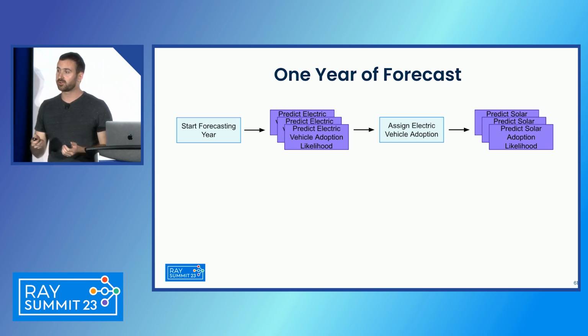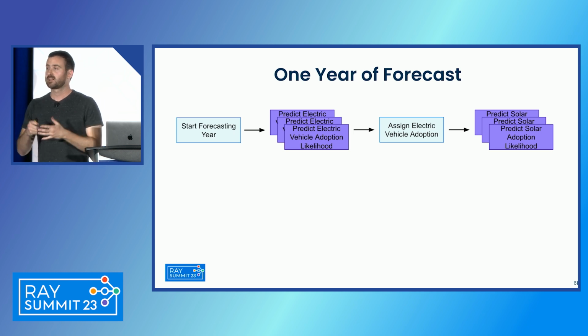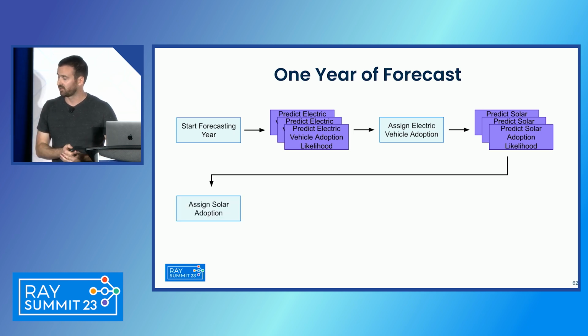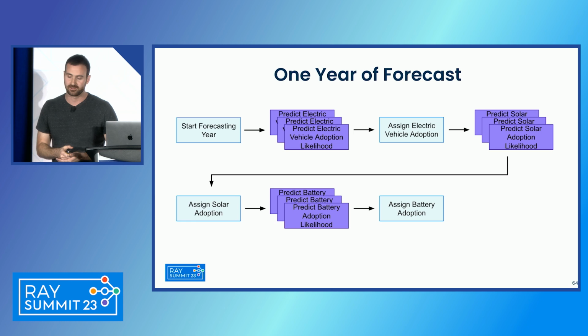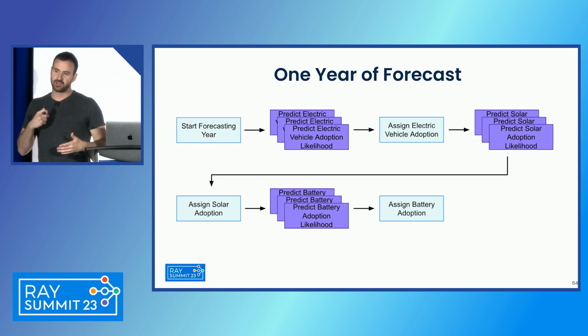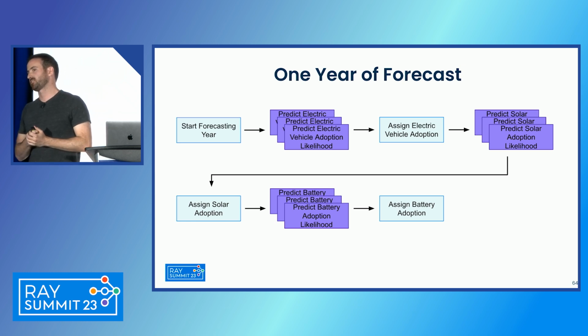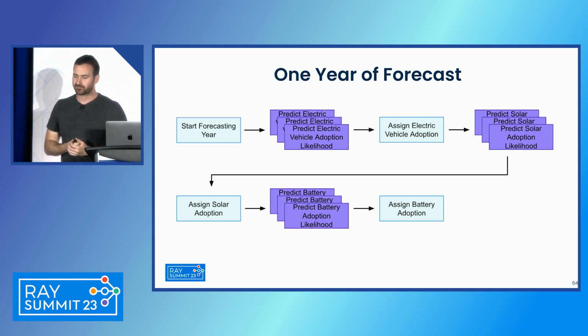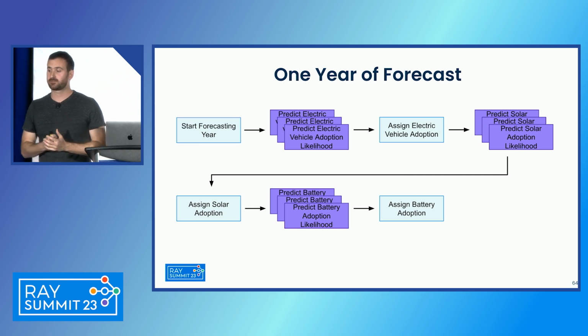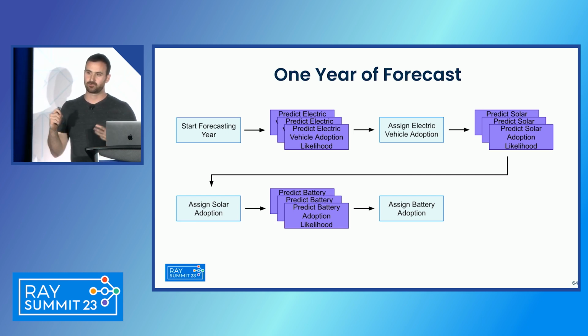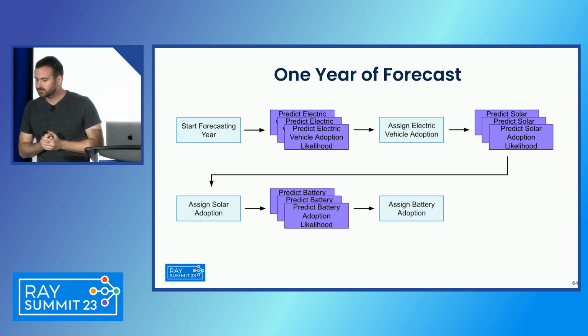So we'll predict the solar adoption likelihood in parallel. Then once that's done, we'll collect those results back to the forecast manager again. And then we can repeat the process for any other technologies in the workflow. So next we've got batteries. There's also a bunch of other technologies not listed here that might be relevant. Some of these include energy efficiency upgrades or building electrification upgrades like heat pumps, as well as demand response programs.